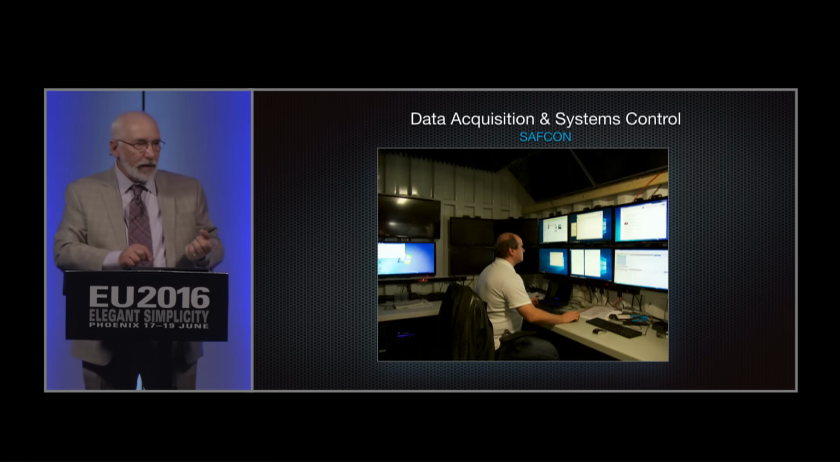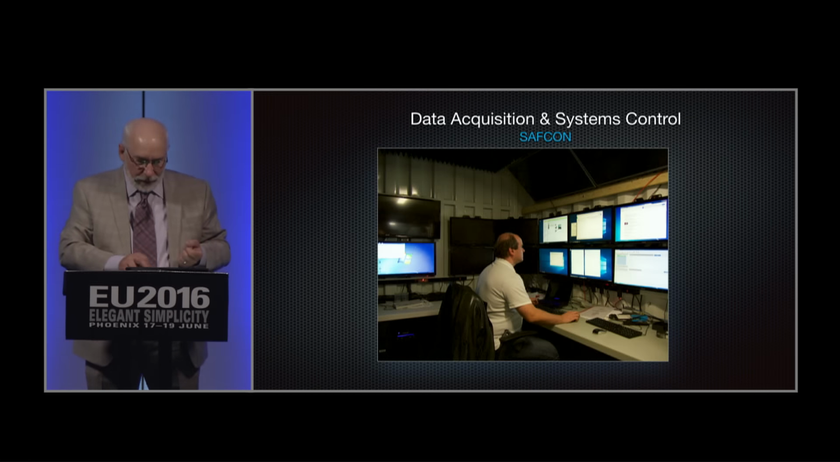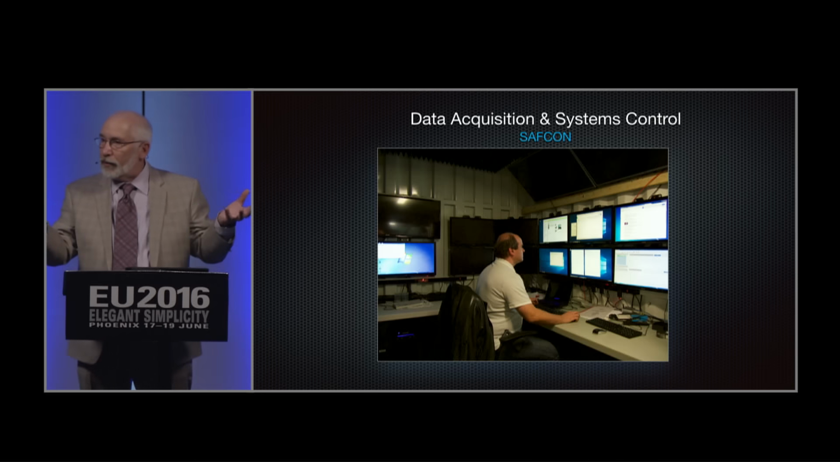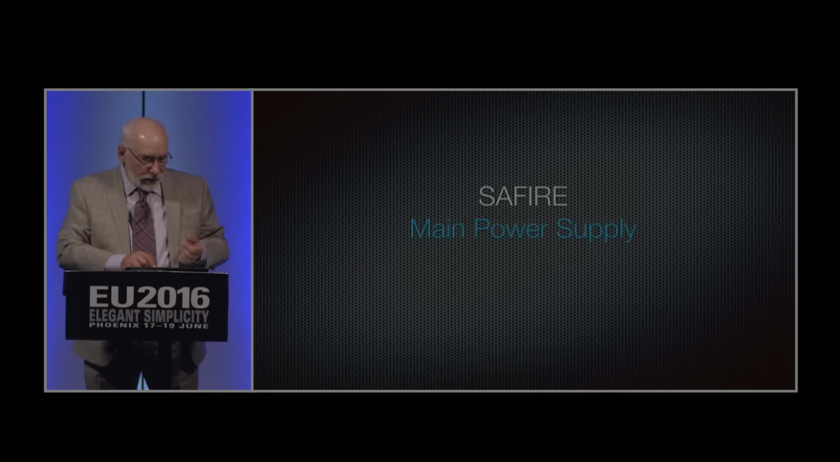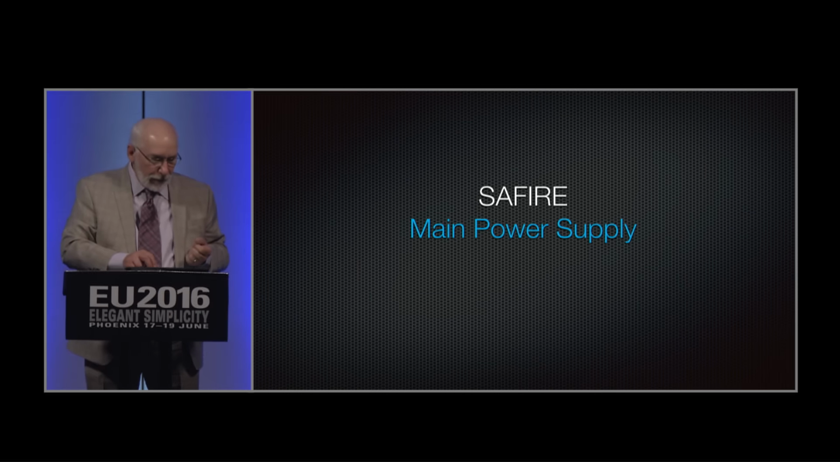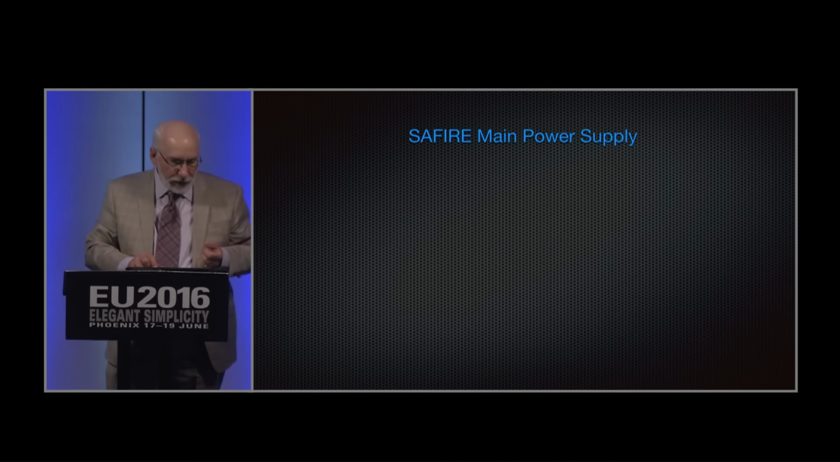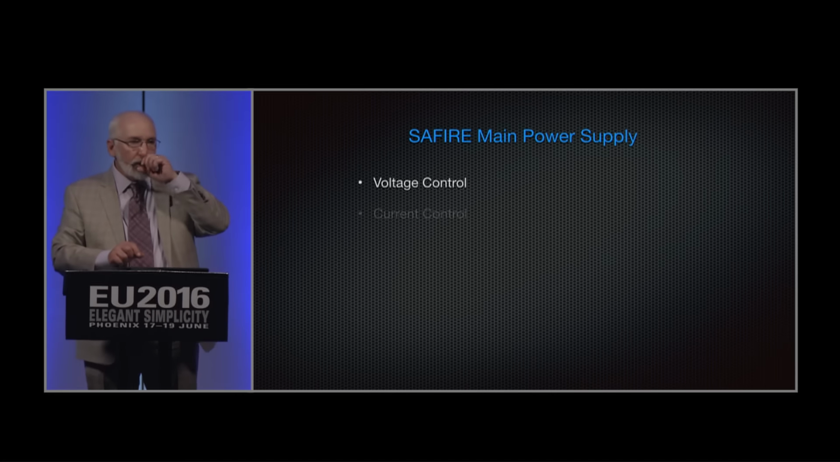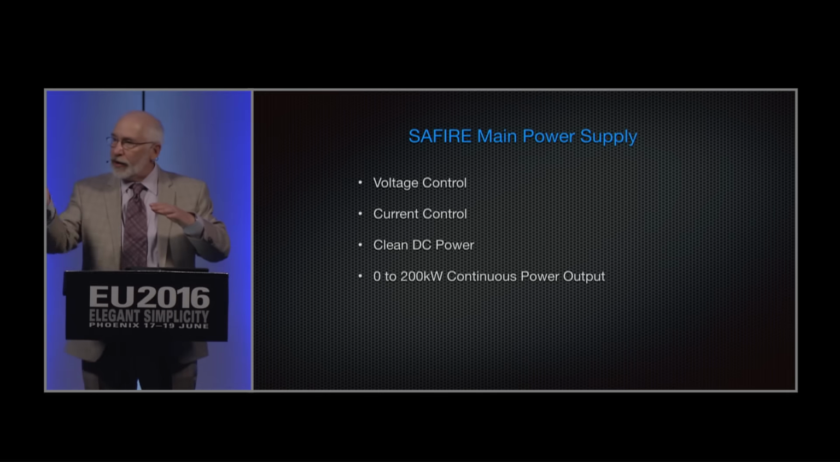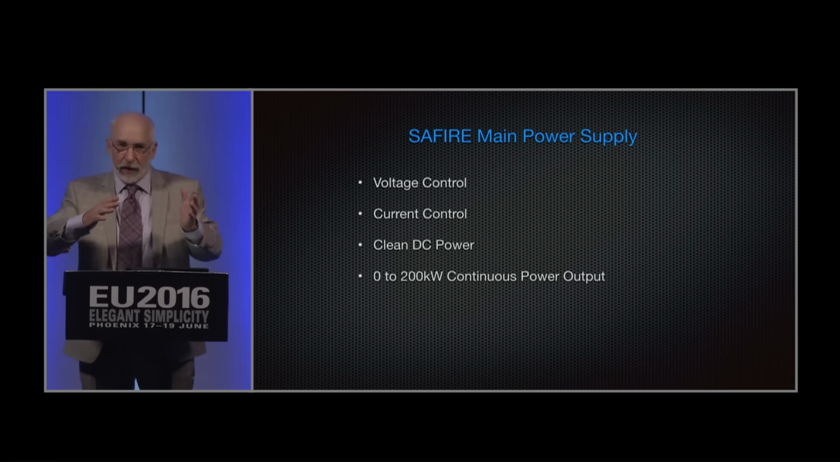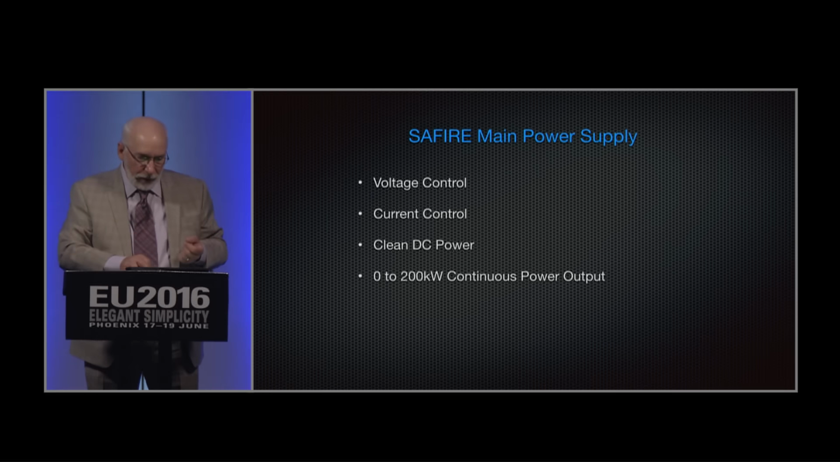And all this information comes back to SAFCON. So we know if there's something getting into trouble, if we've got a pressure leak, overpressure. The main power supply, as I said before, has the capability of delivering 200 kilowatts now, DC, clean. We can control the voltage and we can control the current. And you'll see what happens when we didn't control the current.